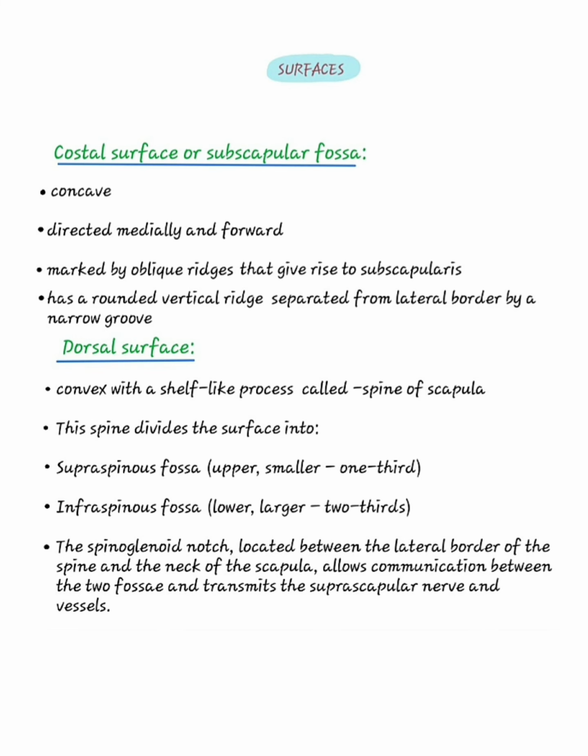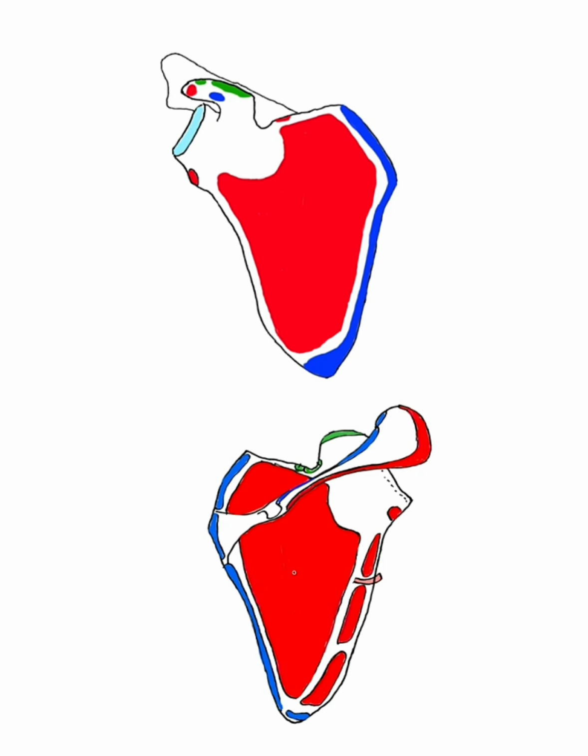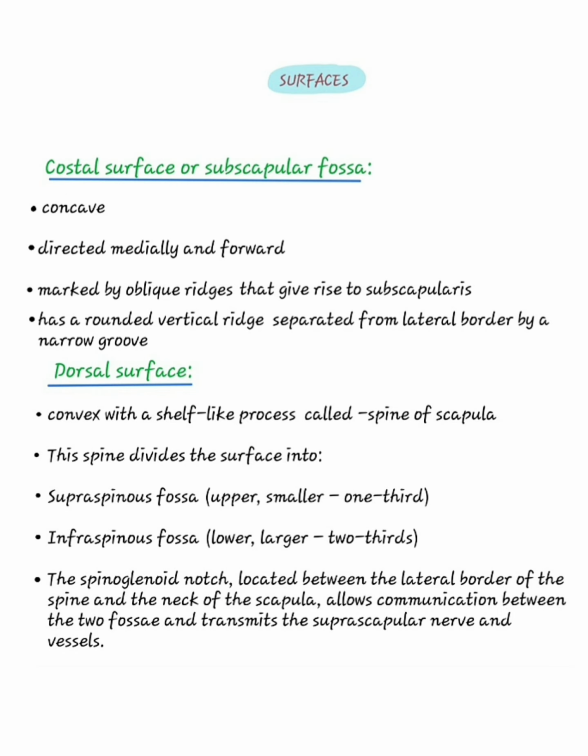Let's see now about the body of scapula. Two surfaces, costal surface and dorsal surface. Costal surface is also known as subscapular fossa. It is concave. It is directed medially and forwards. It is marked by oblique ridges that give rise to subscapularis. It has a rounded vertical ridge separated from the lateral border by a narrow groove.